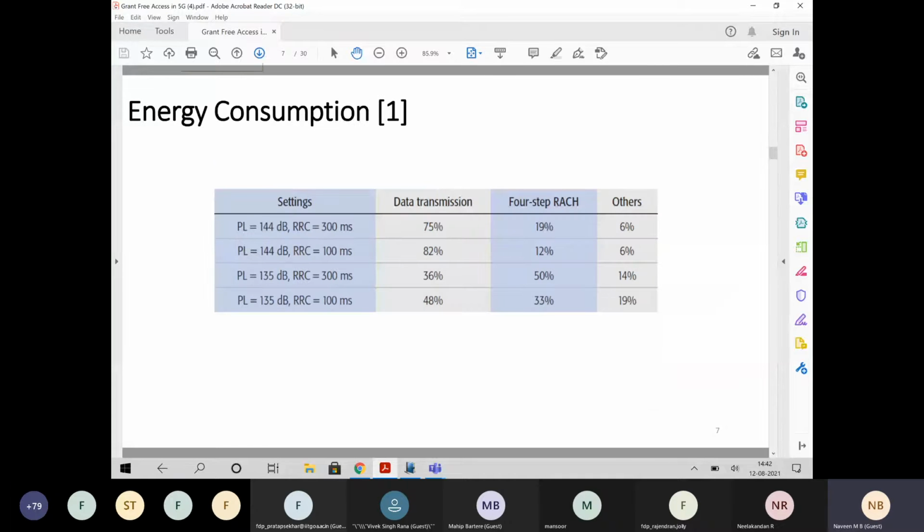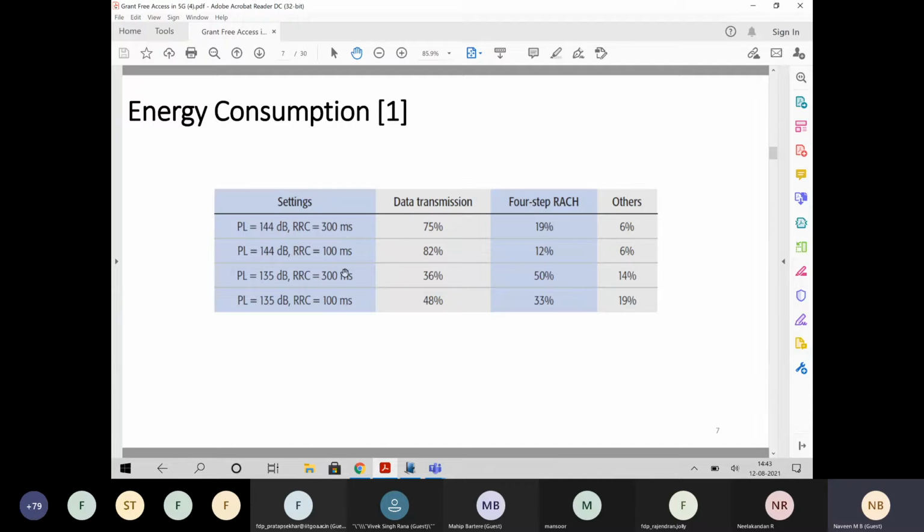Now the last one, and the most important thing, is that it also reduces energy consumption. Here on the left side, PL means path loss. And RRC means the amount of time your radio is connected to the network, radio resource connection time.